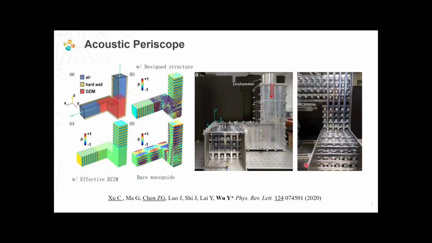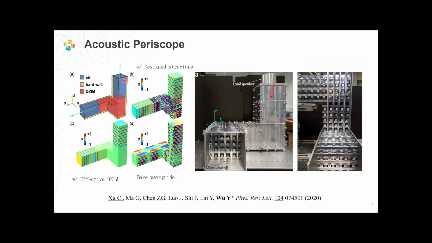Then we did some numerical simulation and also performed experimental measurements, where we put a bent waveguide filled with this zero index material. And this is the effective medium, the very perfect case. And this is using our photonic crystal, a realization of the effective medium.